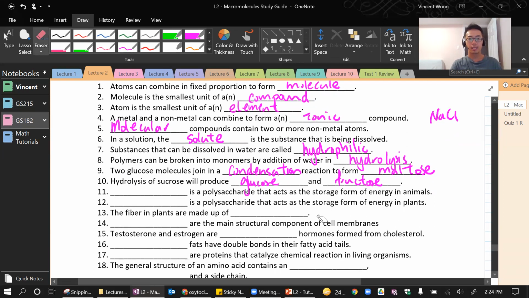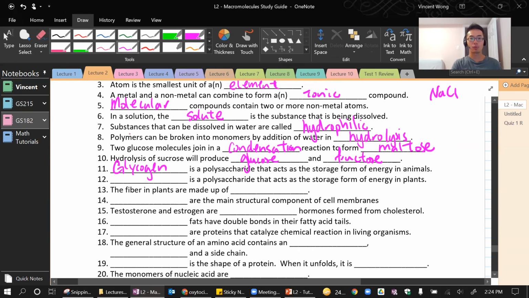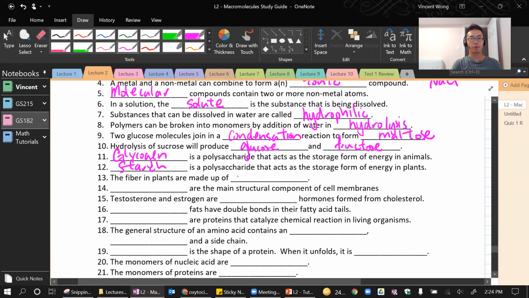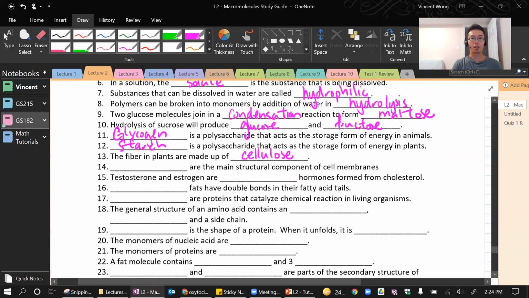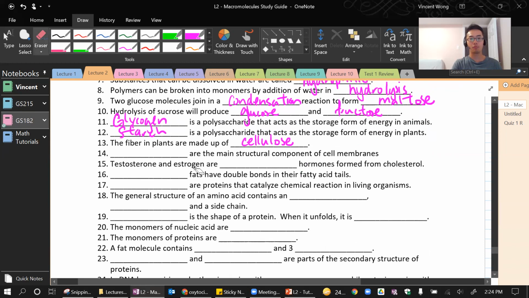Number 11, storage form of energy in animal. That is glycogen. Please do not confuse glycogen with glycerol. That's something that people confused in the past. Storage form of energy in plants, starch. The fiber in plants is made up of cellulose. We cannot digest cellulose, but it's good for us because it helps with bowel movement.